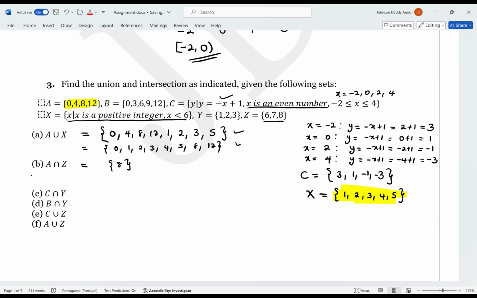Right. Then also here now we have C intersection Y. So we are focused on C. Where is C? This is C. And Y, where is Y? Y is 1, 2, 3. So I think we have 1 and 3. Remember, intersection means what is in C and also in Y.